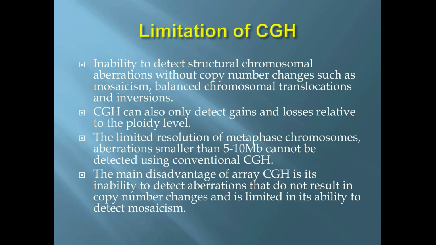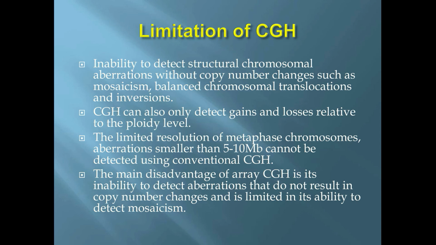CGH also has certain limitations. For instance, inability to detect structural chromosomal aberrations without copy number changes such as mosaicism, balanced chromosomal translocations, and inversions. CGH can also only detect gains and losses relative to the ploidy level. If there is a ploidy, it can detect the gain. But if there is no ploidy, it cannot show me the difference.